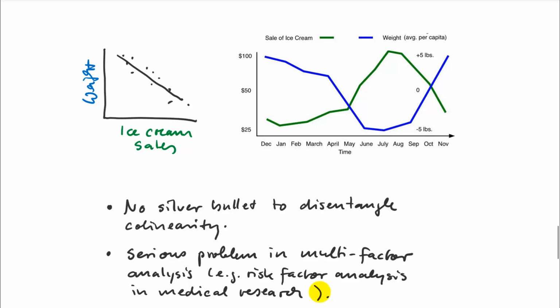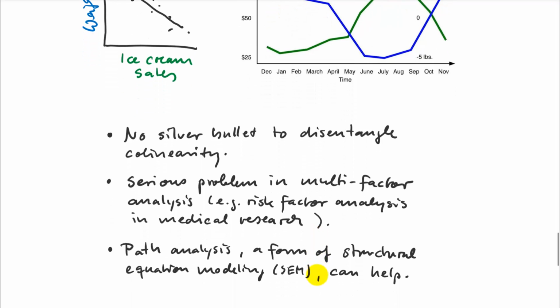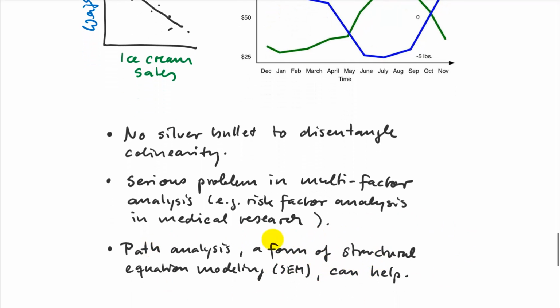So if you observe people having heart attack or cancer and you throw all kinds of environmental and lifestyle variables at it, what is really the cause of what is sometimes very difficult to figure out. And there are advanced analyses that help you a little bit with this. So path analysis is one of them. It's a form of structural equation modeling. There are also approaches where you look at whether a correlation still holds up after you account for another potential predictor variable. But these are really all not real solutions.